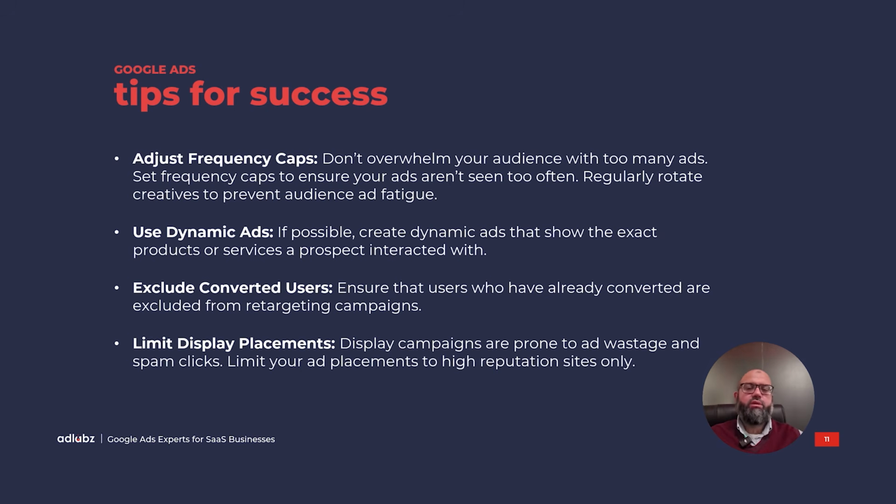Limit display placements. That is very important if you want to control your budget and reduce ad spend wastage. The display campaign is prone to ad wastage and spam clicks. There are lots and lots of spam websites which are specifically set up just to abuse the Google Display Network. To minimize ad spend wastage, limit your ad placements to high-reputation sites only. Instead of displaying your ads on all YouTube channels and all Google Display websites, handpick a few high-priority, high-reputation websites and limit your display placements to those, so that your ad is shown to relevant users on relevant websites only.